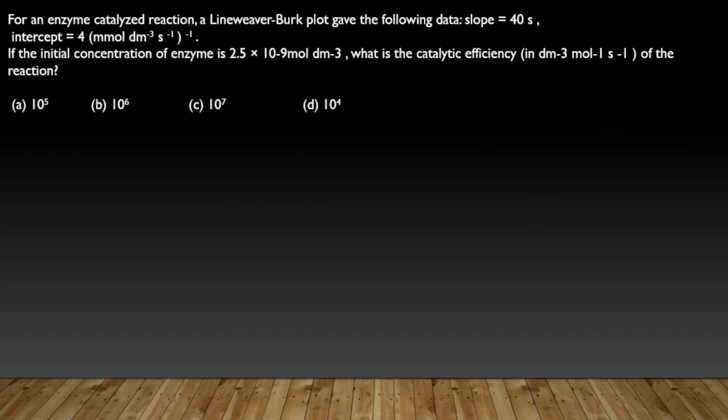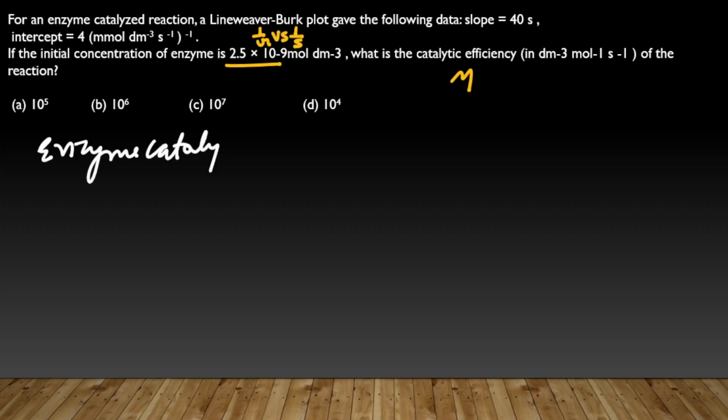It says, for an enzyme catalyzed reaction, the Lineweaver-Burk plot, so this is the plot for 1 by R versus 1 by S, gave the following data: the slope value is this much and the intercept value is this much. If the initial concentration of enzyme is this much, what will be the catalytic efficiency? That is eta.